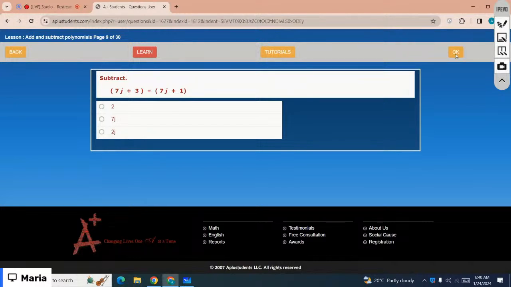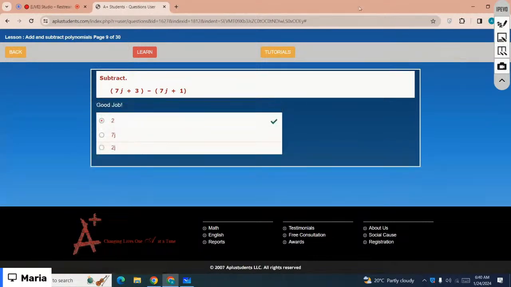Subtract j plus 3 minus 7j plus 1. So which is the correct option? The correct option is option number 1. That is just a 2, right? Okay, you can complete the lesson by yourself later today.